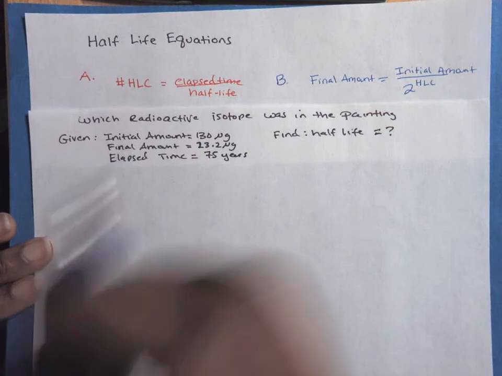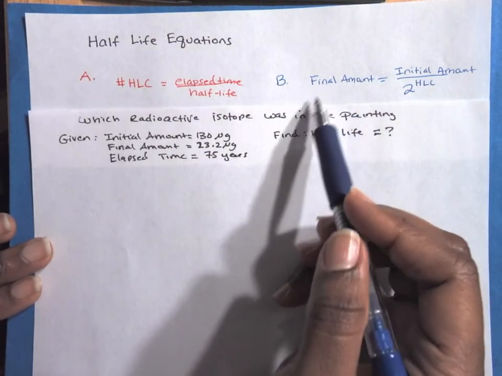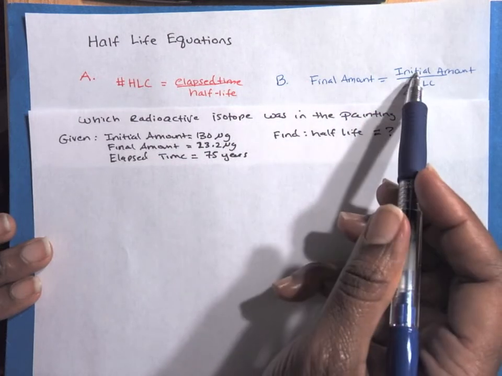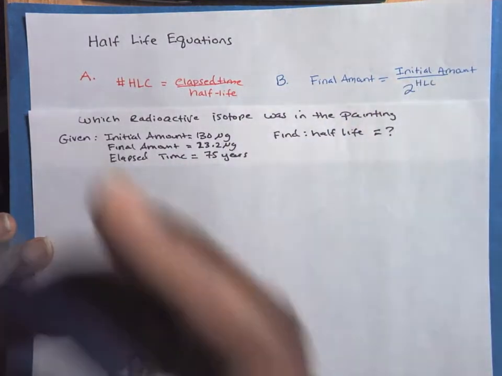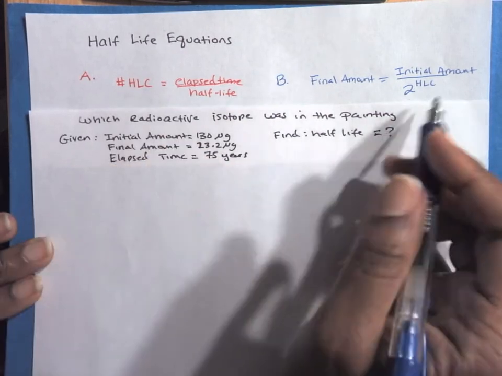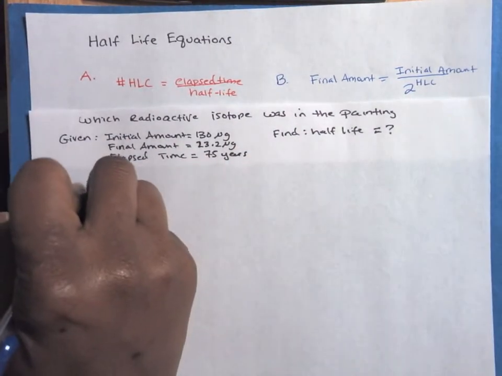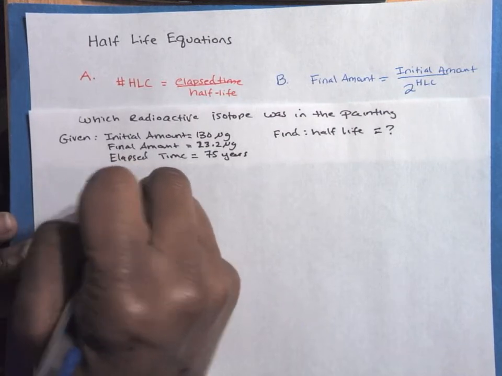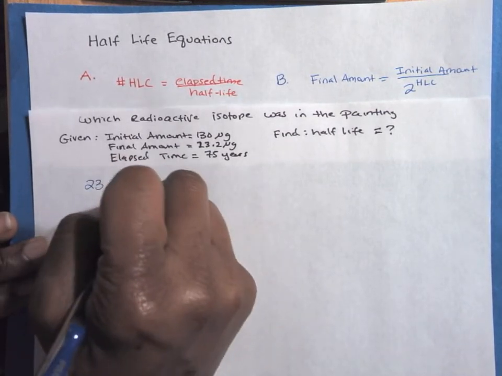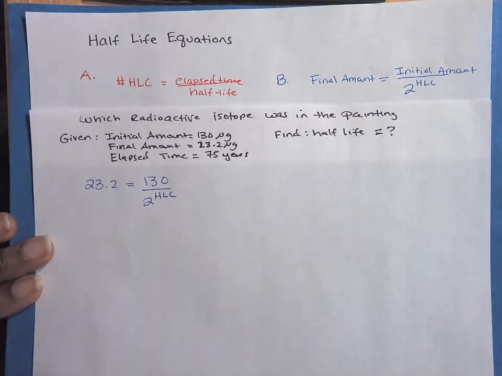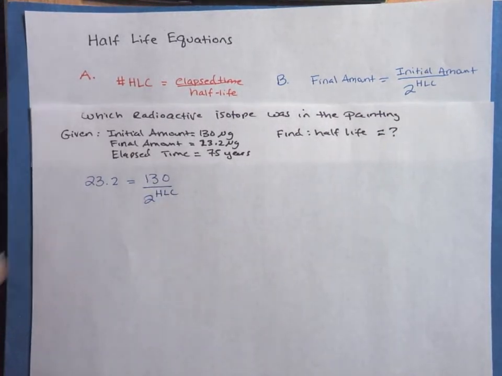So we're going to plug in our final amount here, which is 23.2 micrograms. We plug in our initial amount up here, 130 micrograms. Then our unknown will be the HLC. Okay, so we're going to isolate our unknown using inverse operations, of course.